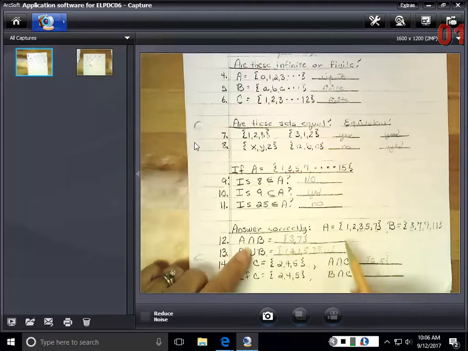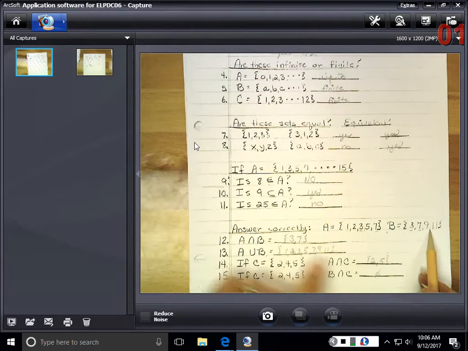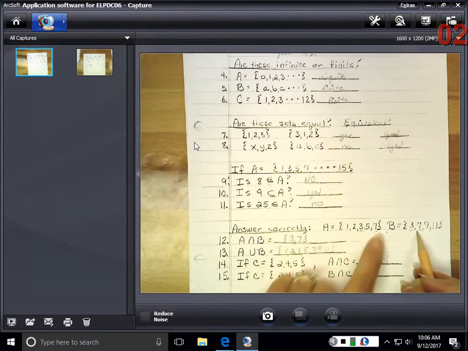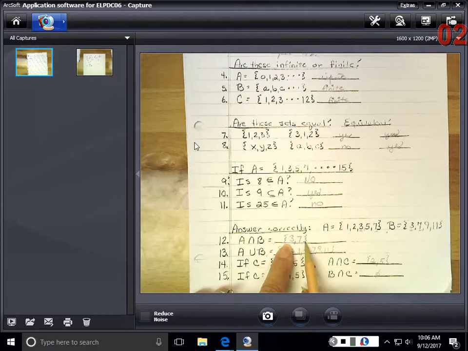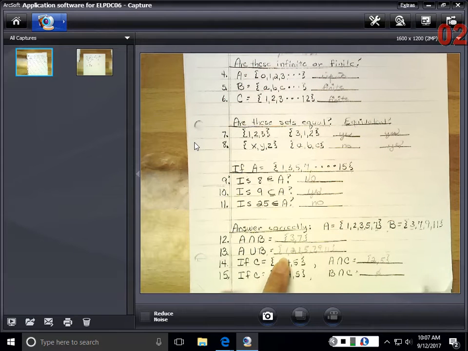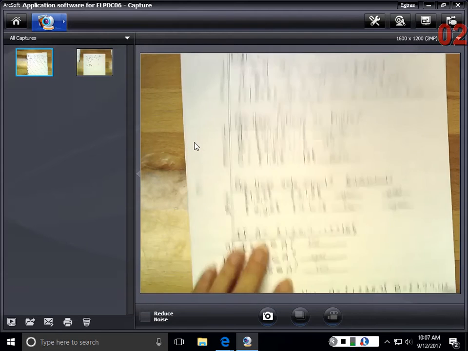Answer correctly. A intersecting with B. All right, they both have a 3 and they both have a 7. So it's a set whose members are 3 and 7. The union is all of them, 1, 2, 3, 5, 7, 9, and 11. And we don't list the ones twice. Okay, if C is 2, 4, 5, intersect A and this. All right, they have a 2 and they have a 5, both of them. C is 2, 4, 5 again, intersect it with B with C. So there's no 2, there's no 5, there's nothing. So it's a null set.